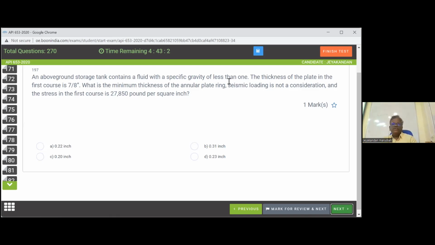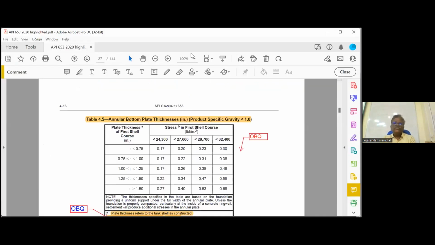Thickness is 7/8 inch. So 7 divided by 8 will result in 0.875. The table follows 0.875. Yes, table number 4.5 for page number 4-16, on the bottom plate, product specific gravity less than 1. This table you have to follow.